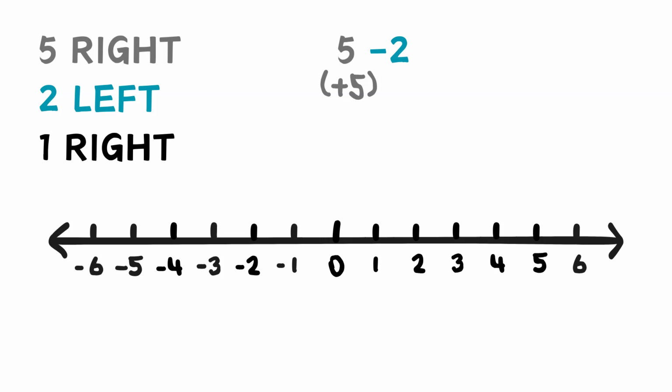So if we add that, we get 5 minus 2, or plus 5 minus 2. And our last step is to go 1 to the right, which we can write as plus 1. And that's our expression, 5 minus 2 plus 1. Okay, let's try another example.